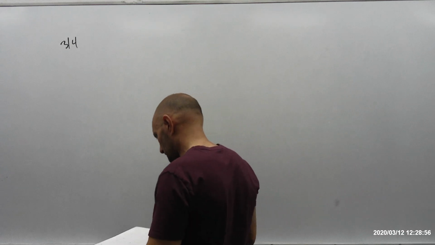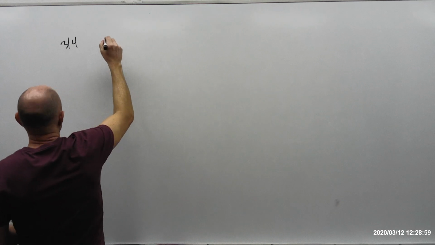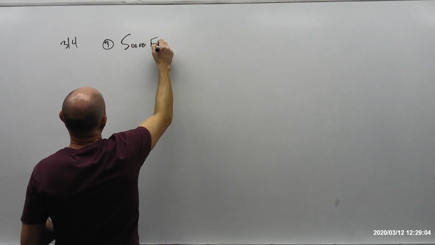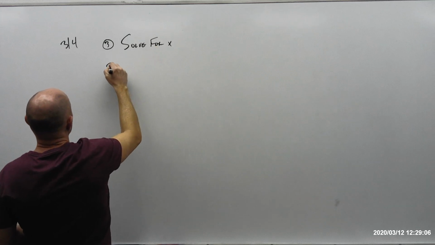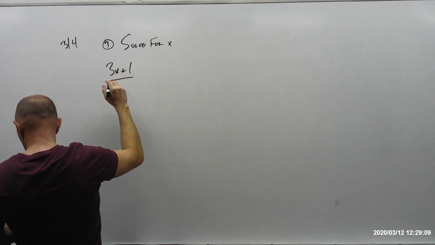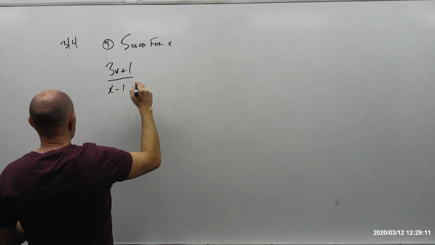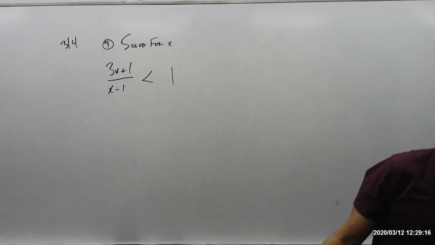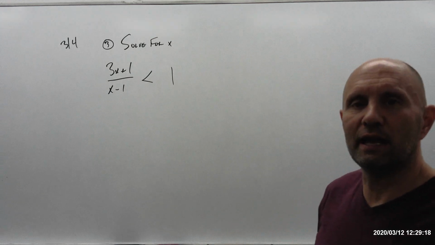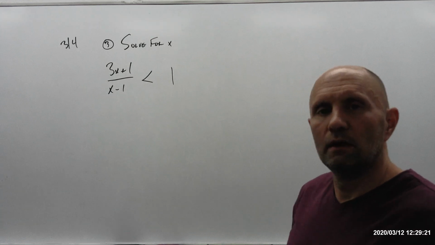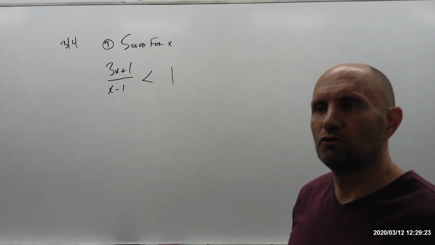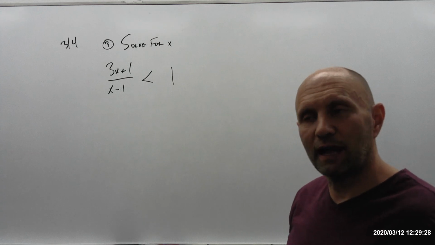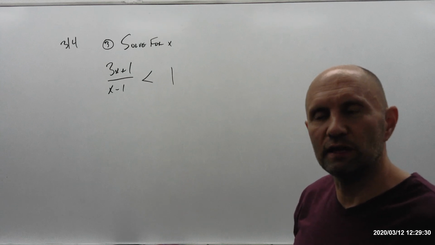All right, next question, number 3. We want to solve for x. And we have 3x plus 1 over x minus 1 is less than 1. So we have another nonlinear inequality. In this case specifically a quotient inequality. Concept question. What do we have to have before we start solving this kind of problem? We have to have 0 on one side of the inequality.